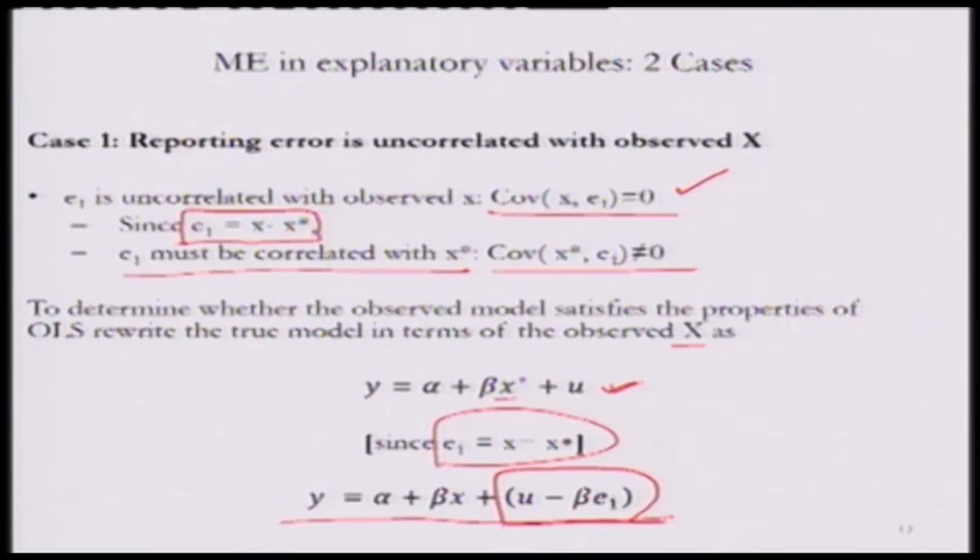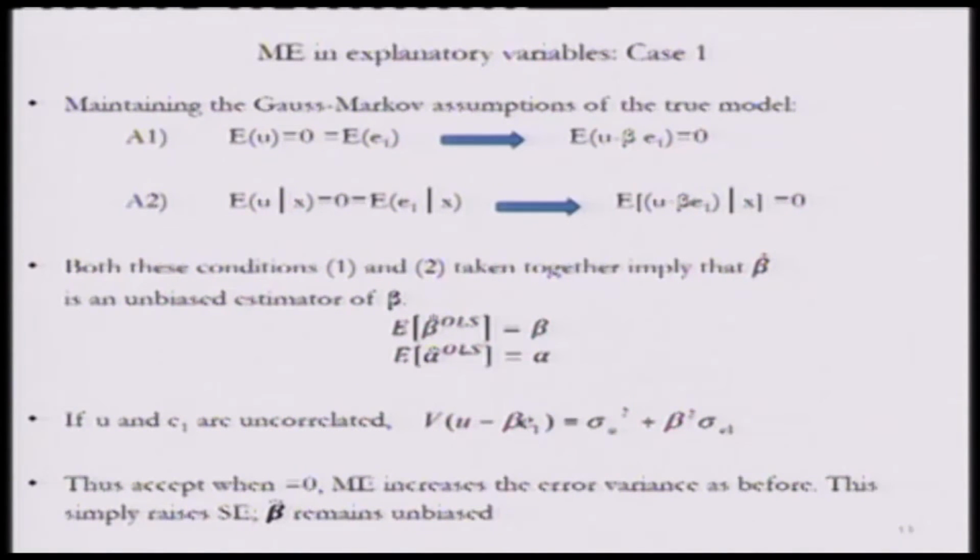So, since we are estimating this equation to get an OLS estimate of beta, what we need to understand is whether x is correlated with the new error term u minus beta E1. Once again, we maintain the Gauss Markov assumptions of the true model with respect to u. So, expectation of u is equal to 0 as per the OLS assumptions, and we also assume that expectation of E1 is equal to 0, just like in the previous case, and this means that the expectation of the new error term should also be equal to 0, because each of the individual terms is equal to 0.